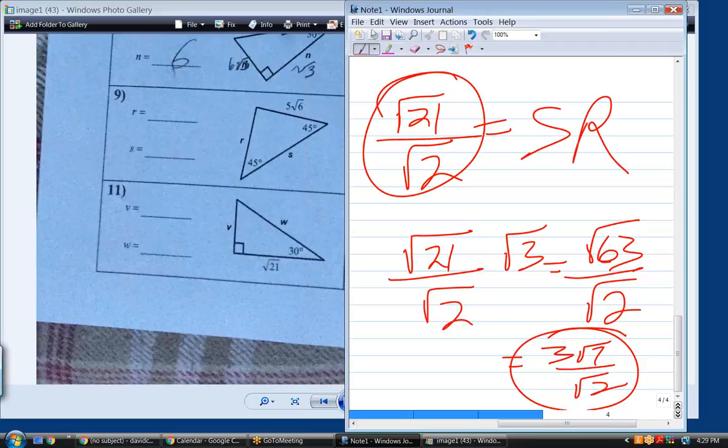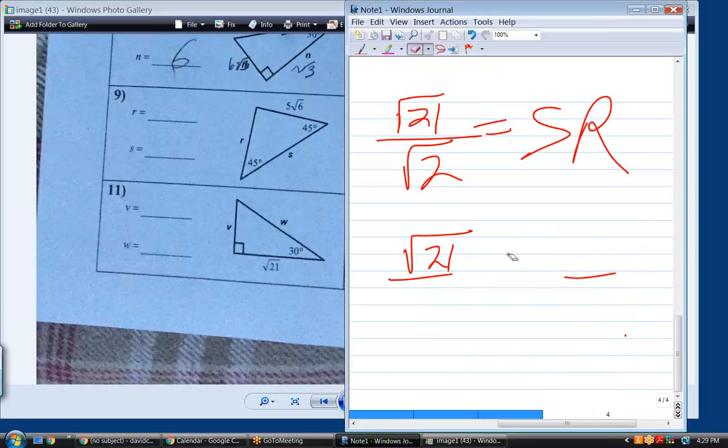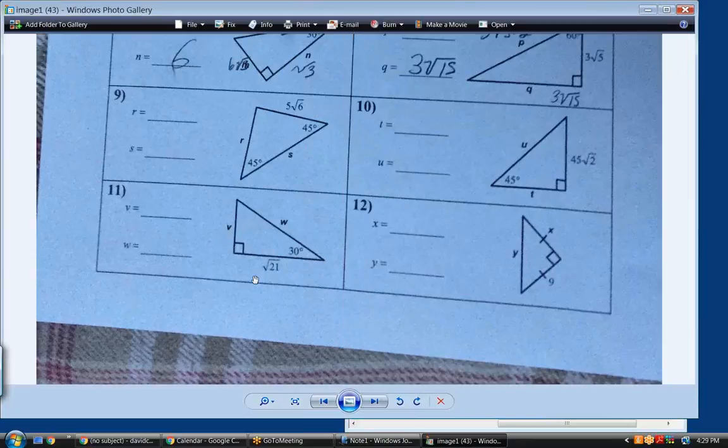The only thing I'm saying is don't rationalize until you have to, because it might be wasted work. Okay. In this case, I can't do anything. That's going to be my similarity ratio, square root of 21 over square root of 2. Okay. But before I fill in these answers, I'll rationalize it. If I end up with an irrational denominator, I'll rationalize it. But wait to do that.